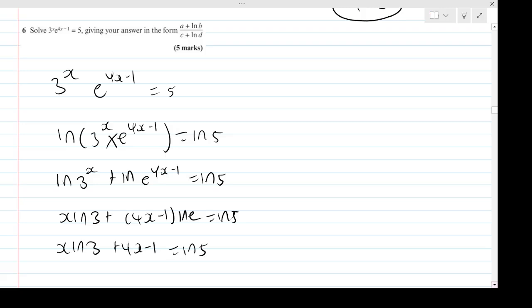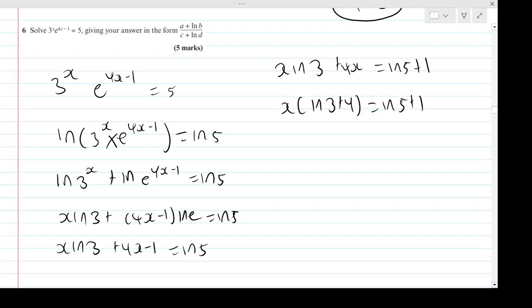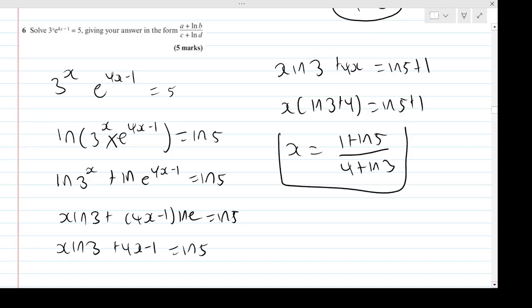Now to solve for x, I just need to factorize x. So let's keep the x's on this side. So I'm going to have x ln 3 add 4x. If I add 1, I get ln 5 add 1. And then I can factor an x out. So x(ln 3 add 4) equals ln 5 add 1. And then simply x is going to be (1 add ln 5) over (4 add ln 3). And that is my answer there. And hopefully you recognise it's in that form now.